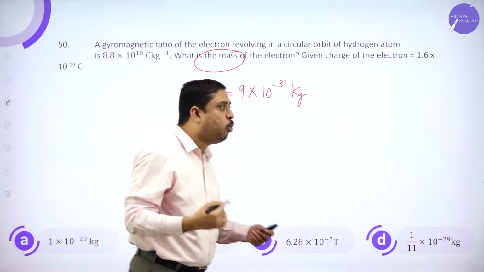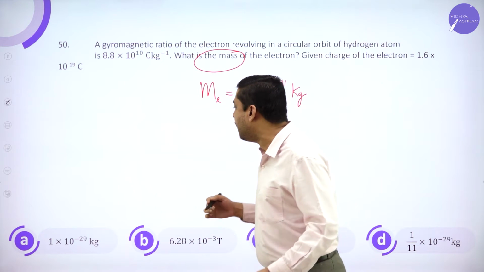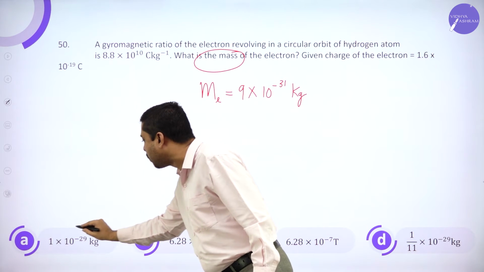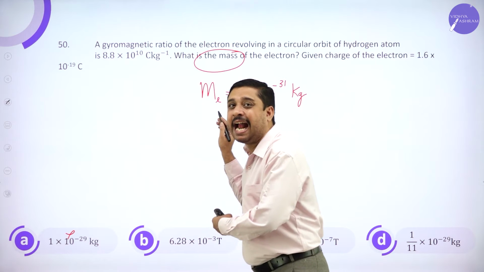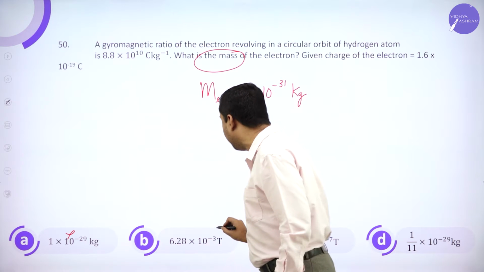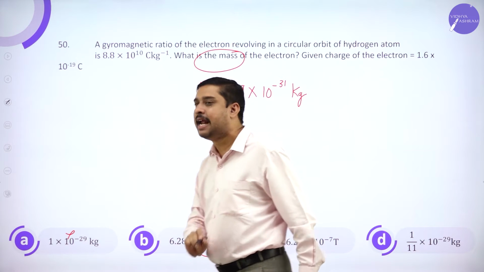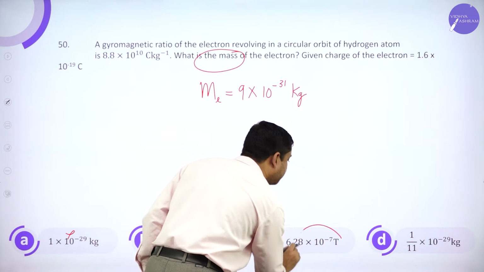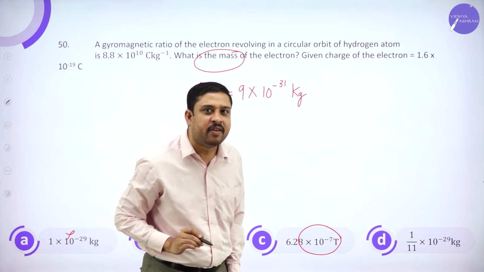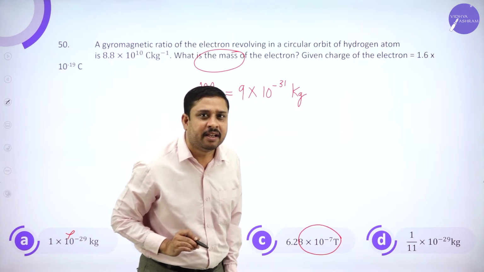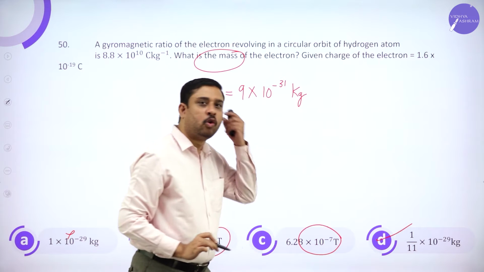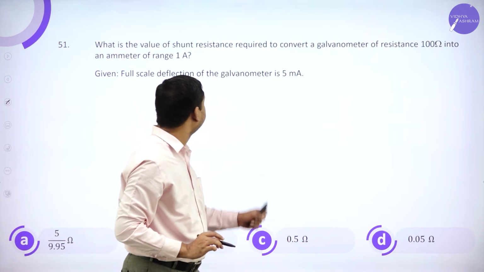So I can now go for elimination method. It has to be minus 31. 1 into 10 power minus 29? No. It's a standard value. Mass of the electron, 9 into 10 power minus 31. Minus 3? No. Nowhere related. Minus 7? Absolute nonsense. Now if you take 1 divided by 11, it is nearly 0.009. We get 9. If we shift the power, we get minus 31. So the 4th option is the answer.